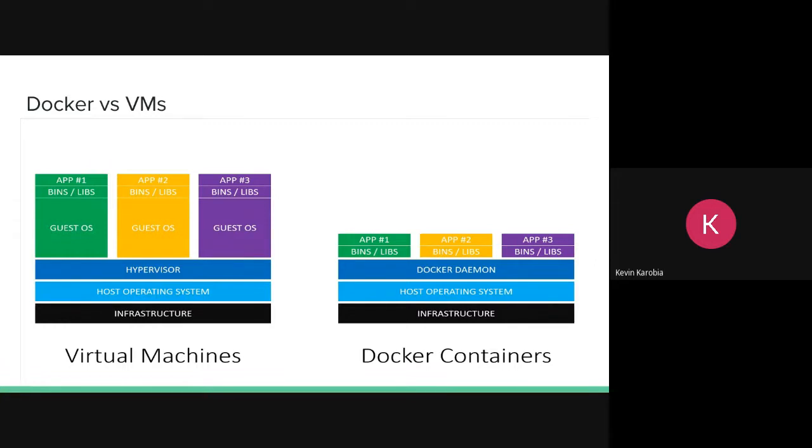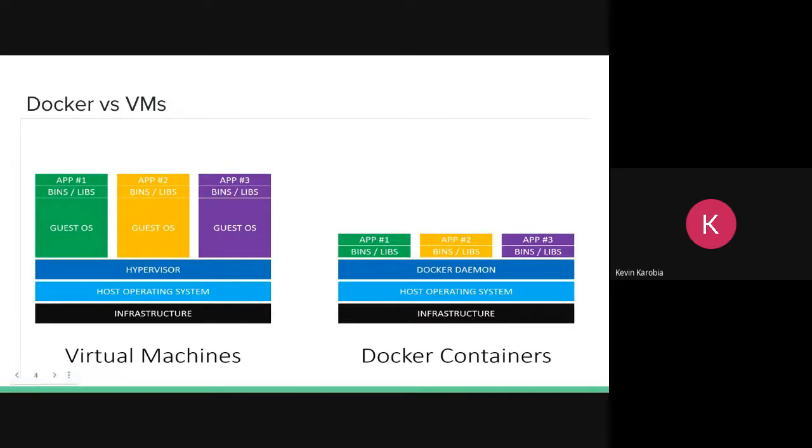For virtual machines, in order for you to run an OS inside another OS, you have the infrastructure. The infrastructure is basically your hardware: your CPU, your RAM, your storage, your keyboard, and the rest. So you have that infrastructure at the base. And then you have the host operating system. The host operating system is the operating system that you're using right now. In my case, it's Fedora. For you, it may be something else.